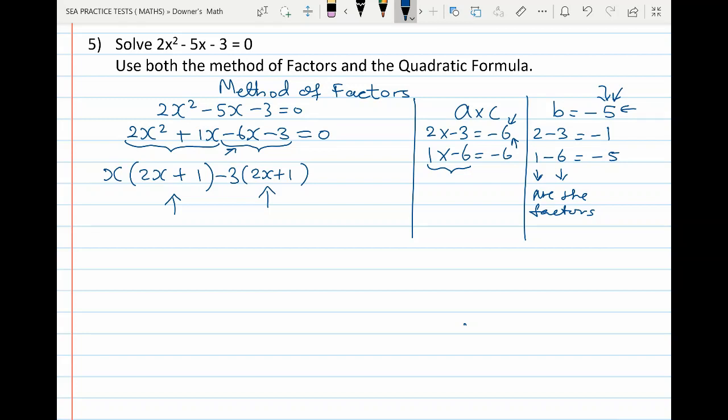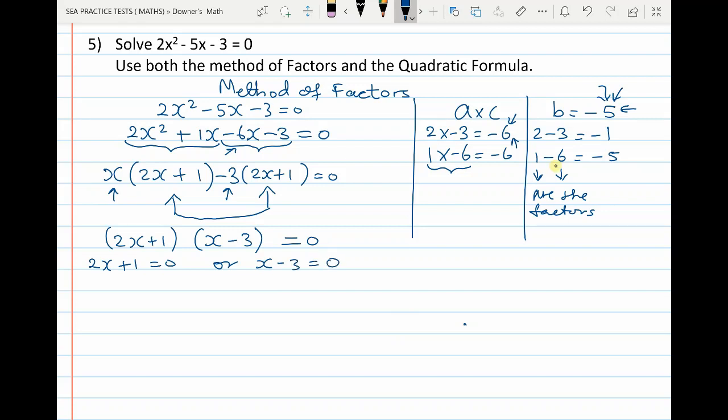So if we notice that these two are the same, it means that 2x plus 1 can come out as a factor, and we'd have x minus 3, which is coming from here and here, as the other factor, and that must be equal to 0. Then either 2x plus 1 must be equal to 0, or x minus 3 must be equal to 0. In the first case, it would mean that 2x must be equal to minus 1, or in the second case, x minus 3 must be equal to 0.